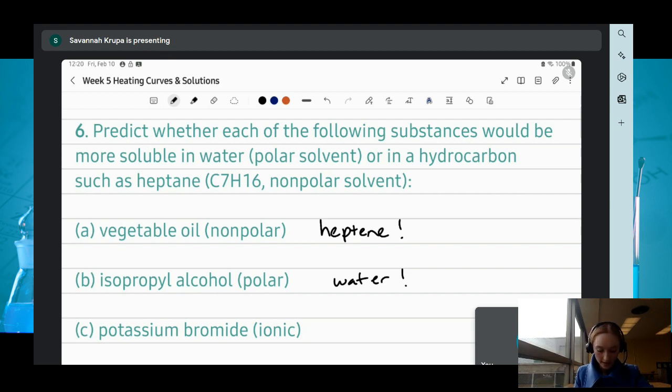And so the last one is potassium bromide, and it is ionic. So with ionic compounds, it is going to be in its ion form when it's mixed with the solvent. And since the ions have charges on themselves, they will like to be with the other polar charges. So it'll like to be in the polar solvent, which is water, because the ions themselves have charges, and they'll like to bond, or temporarily bond, with those things and be attracted to them.